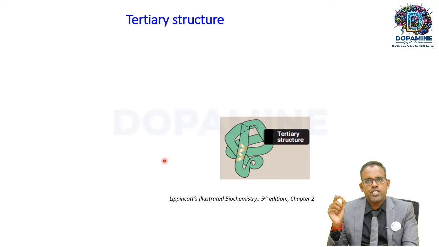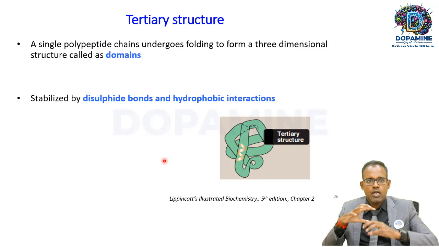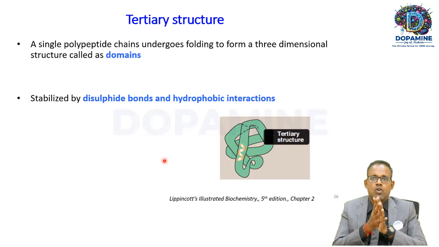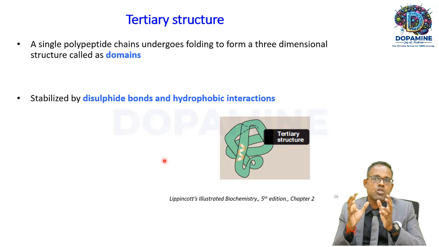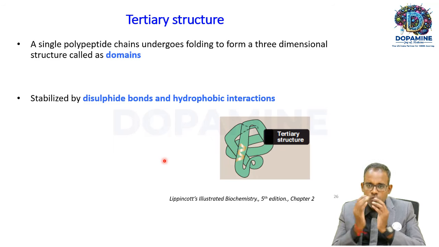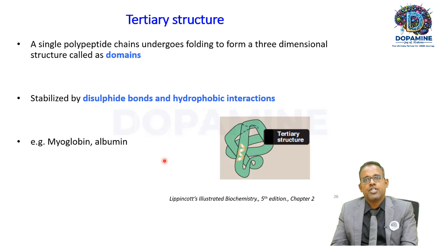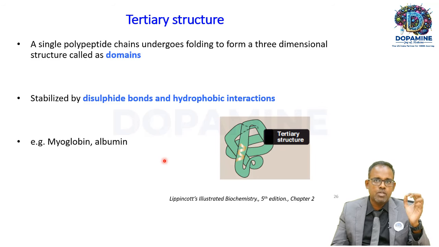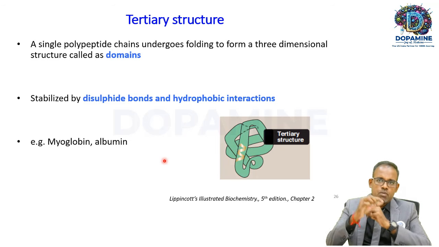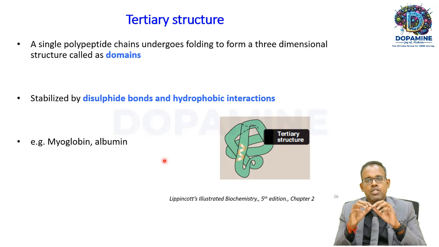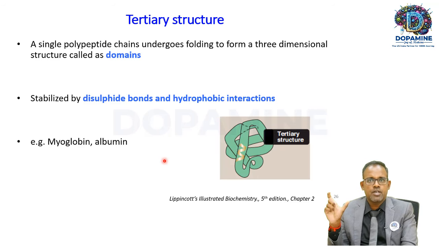What is tertiary? In tertiary structure, a single polypeptide chain undergoes folding. It will fold upon itself to form a three-dimensional structure. They are also called domains. This protein folding, which happens in the endoplasmic reticulum, Golgi bodies, etc., is facilitated by disulfide bonds and hydrophobic interactions. For example, myoglobin and albumin. Myoglobin is made up of only one globin chain, which folds upon itself to form a globular structure, stabilized by disulfide bonds. So the bond which stabilizes the tertiary structure is the disulfide bond.